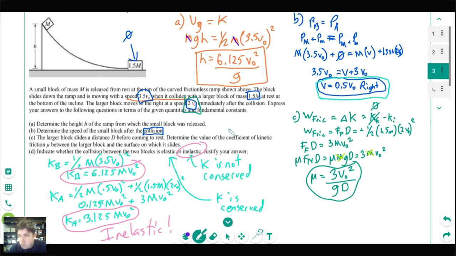Now some of you may be wondering, what happened to that energy? Where did it go? It could have gone into sound energy. It could have gone into thermal energy or heat. It could have gone into jostling them in a direction that's not linear. The big idea here is it's not kinetic energy anymore. It's deformations, maybe from running into each other. That's where the energy could have gone, but it's obviously not in either one of those blocks as kinetic energy anymore.